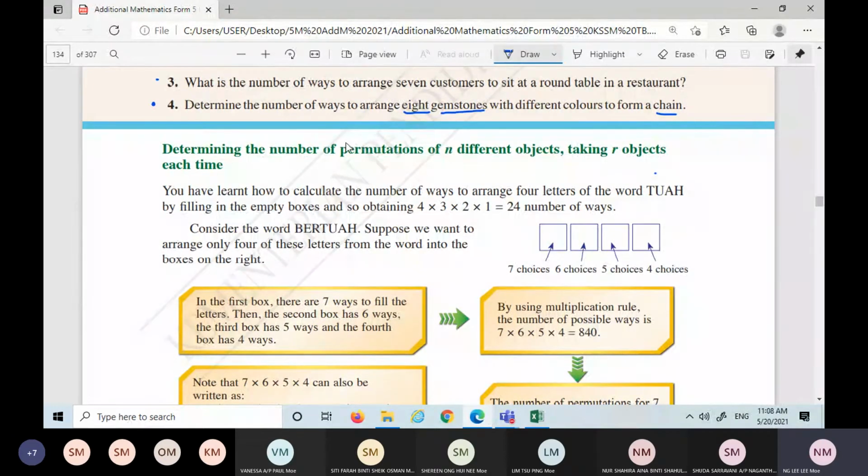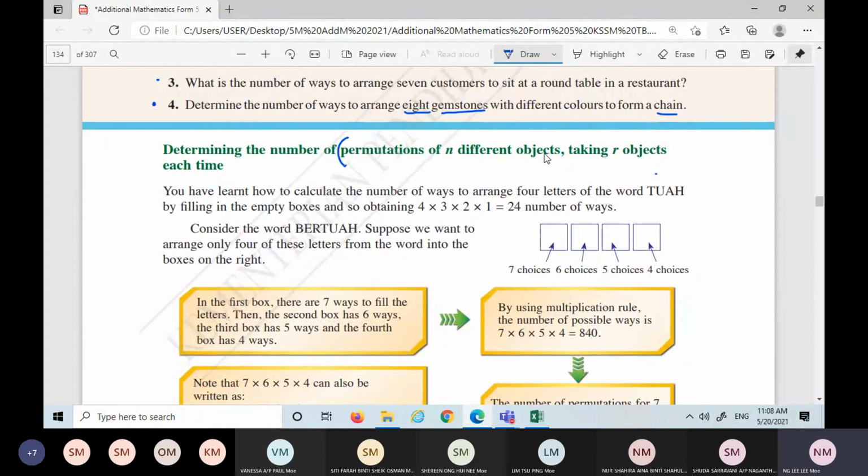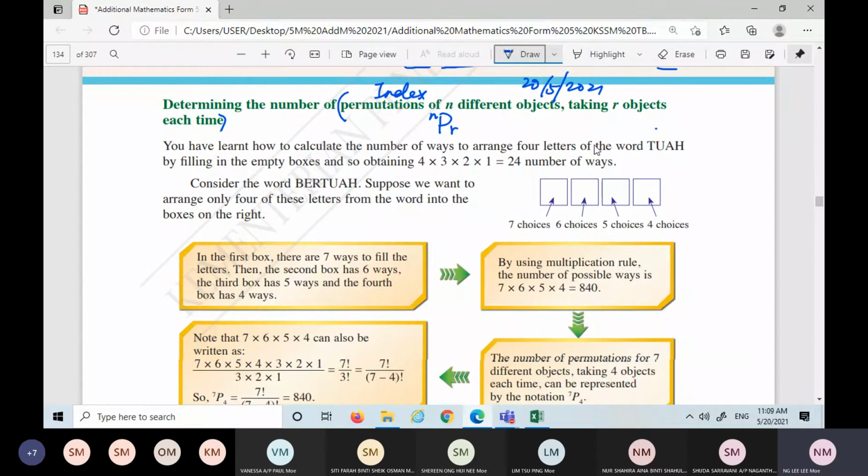So you write the index for today: permutation of n different objects taken r objects each time. If you want to make a short form of this, you don't want to write this, you can just write nPr. nPr means n different objects are given, but you only take r objects at each time. Today is the 20th. We still use the same book.